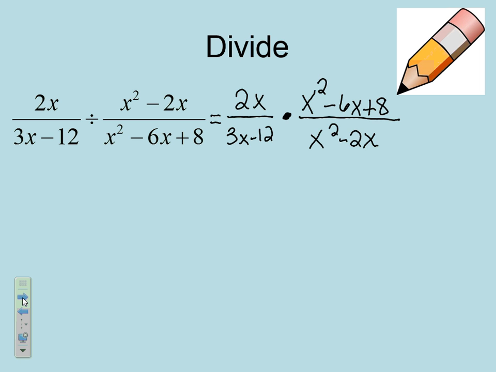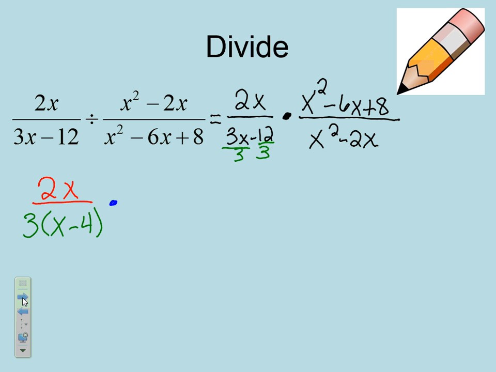Now we can go through and we can take our factoring, simplify it. So on the top, I'm just left with 2x. On the bottom, I can take out a greatest common factor of 3. So if I take 3 out of both of those, I'm left with 3 and then x minus 4.